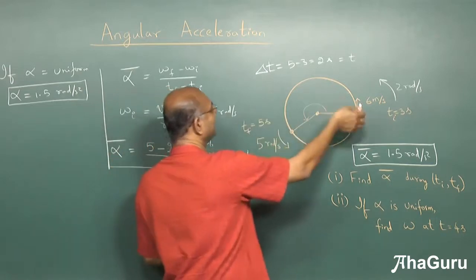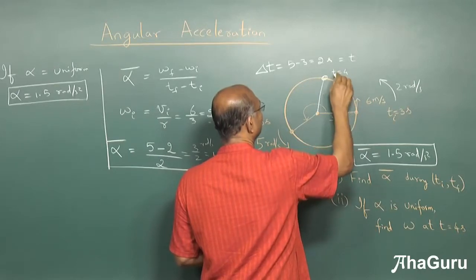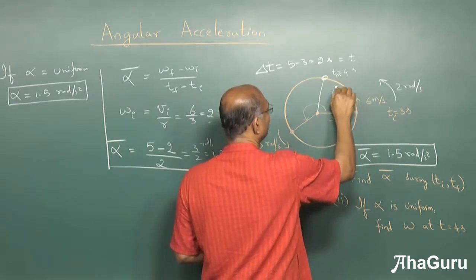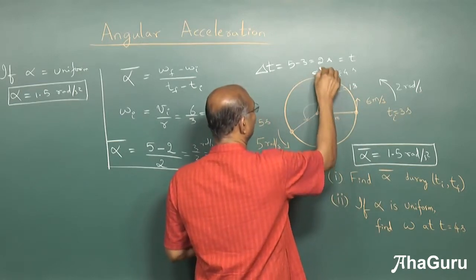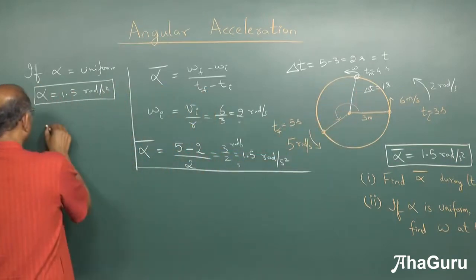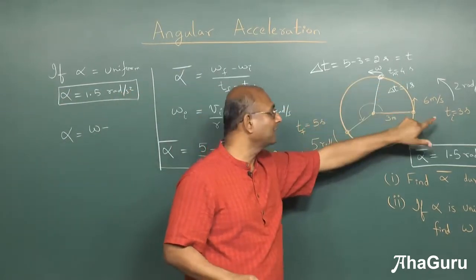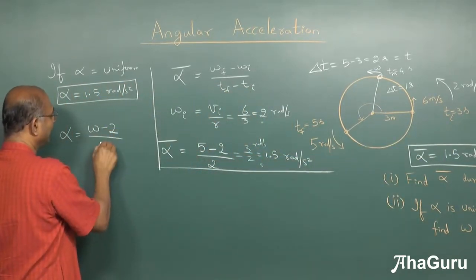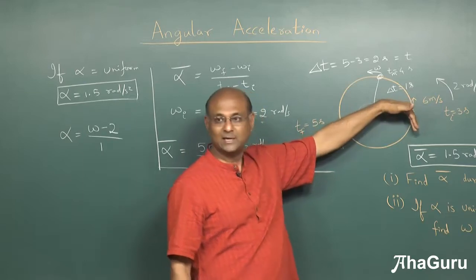Now 4 seconds is in between these two, so let us say somewhere there. This was t equals 4 seconds. So what is the delta t? It is 1 second. I don't know what the angular velocity there is. Let's call it omega. But you know that alpha must be the same. So alpha must be omega at the 4th second minus omega at the 3rd second. What is omega at the 3rd second? 2, divided by the time interval 1. Correct? Omega final minus omega initial by the time interval.